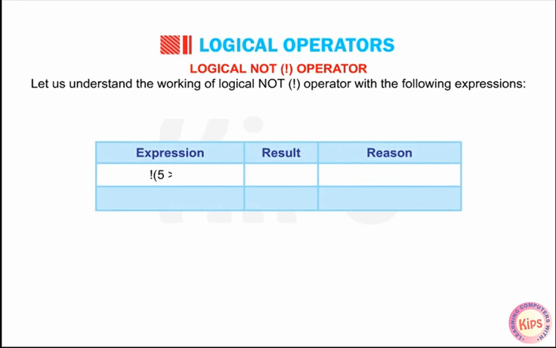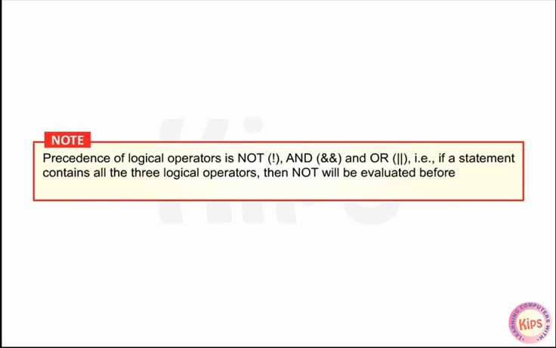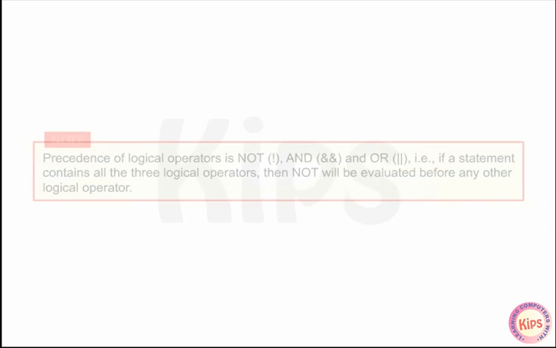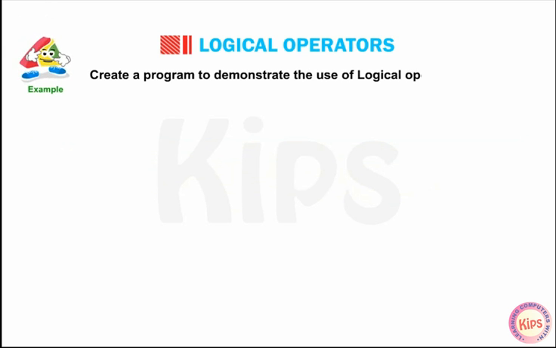Let us understand the working of the logical NOT operator with the following expressions. Expression: !(5 > 8). Result: true. Reason: 5 > 8 is false. !(21 >= 15). False, because 21 >= 15 is true. Students, note the precedence of logical operators is NOT, AND, OR. That is, if a statement contains all three logical operators, then NOT will be evaluated before any other logical operator.